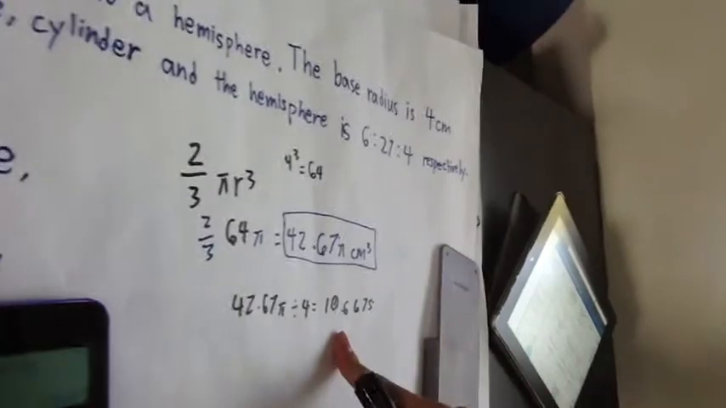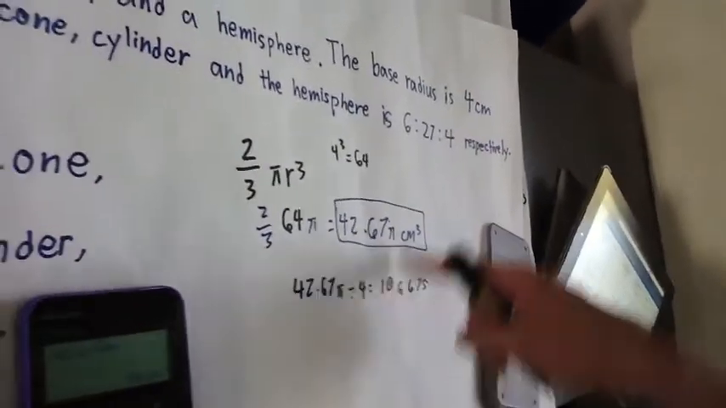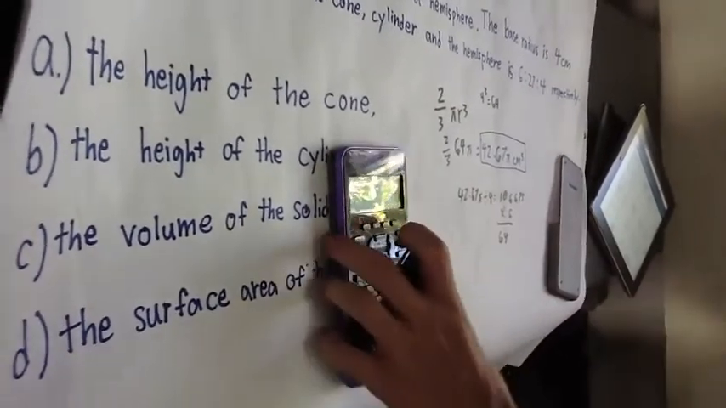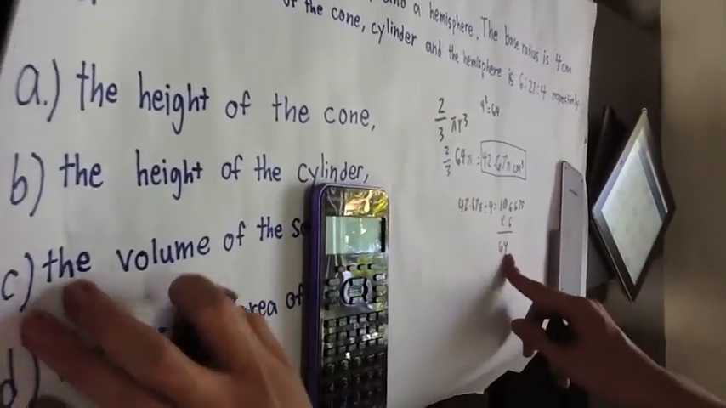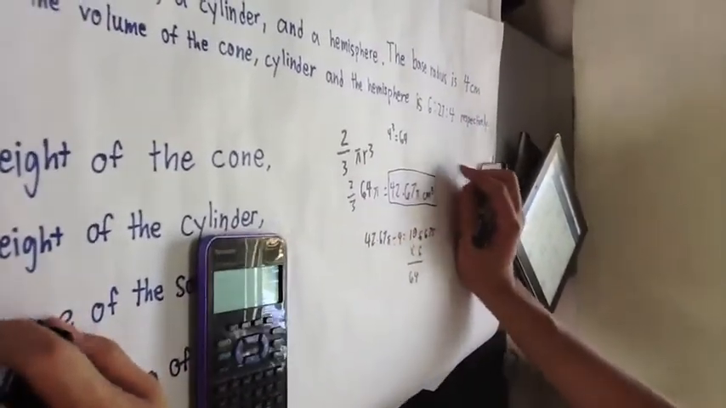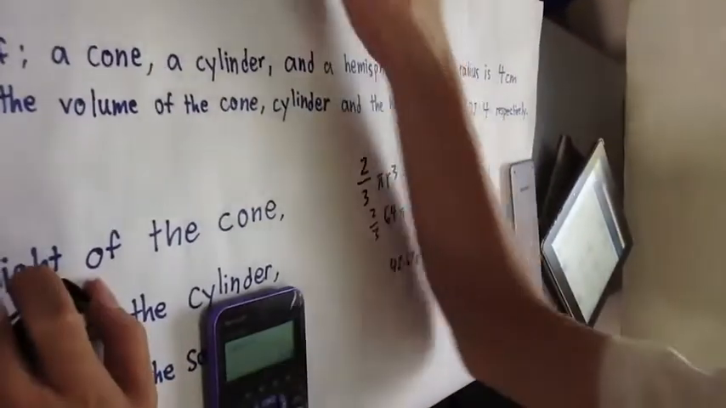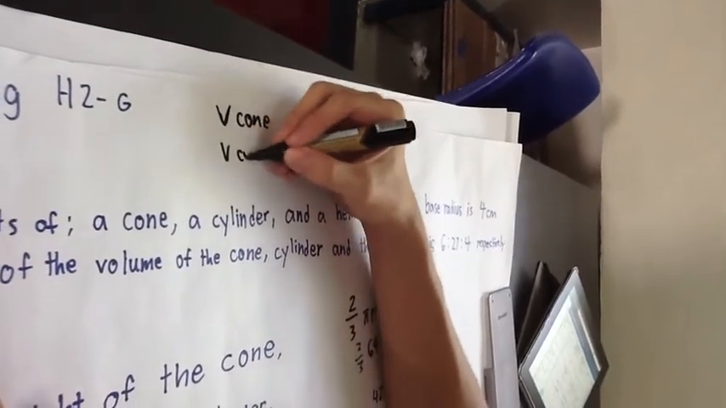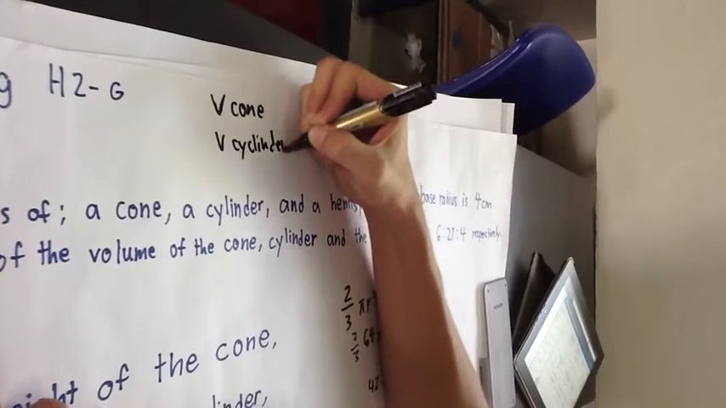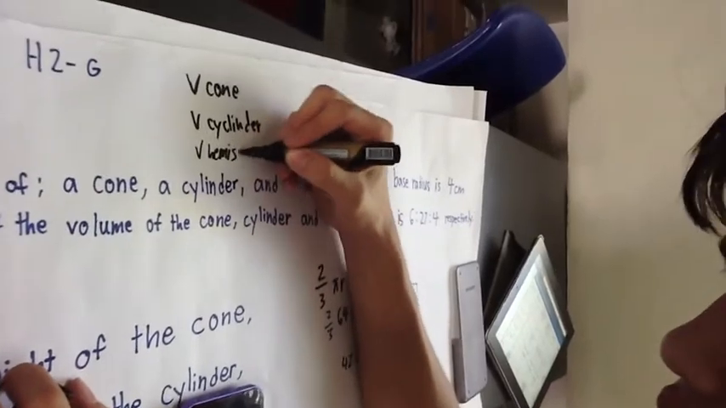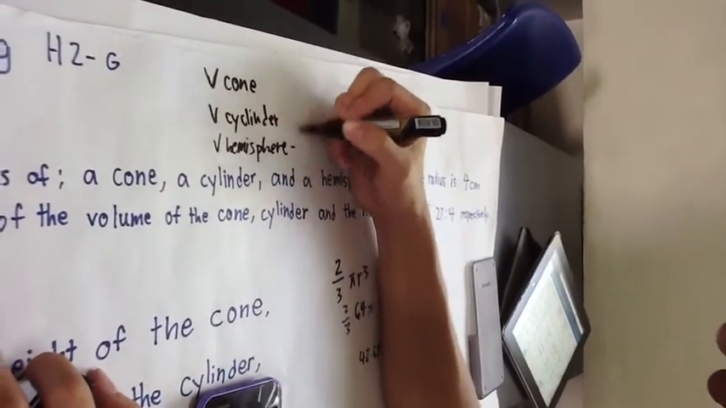Now that we know that, we can times this by 6, which is 64. That is the volume of the cone. So the cone's volume, the volume of the cylinder, and the volume of the hemisphere.